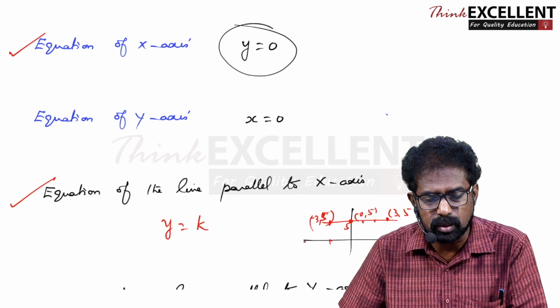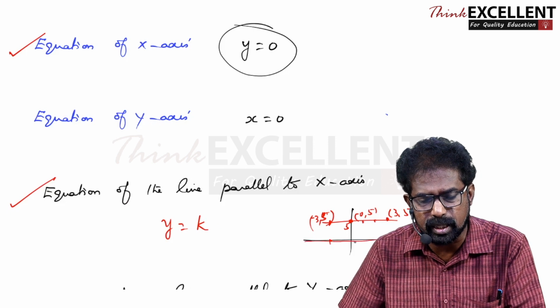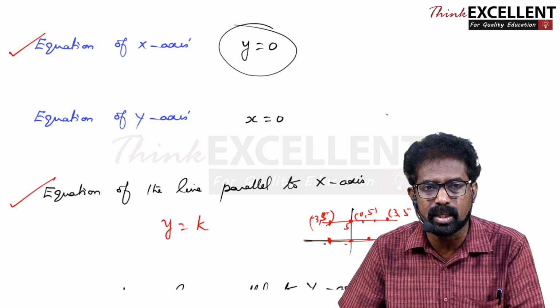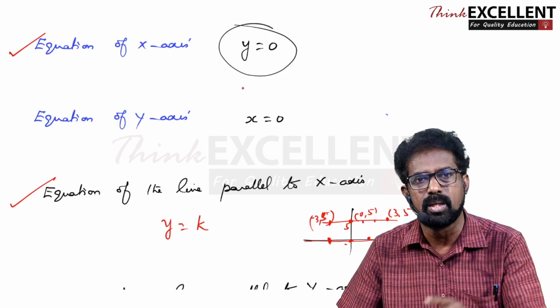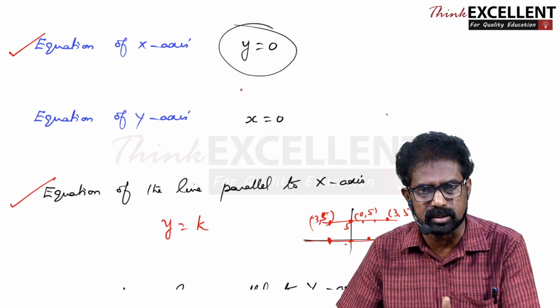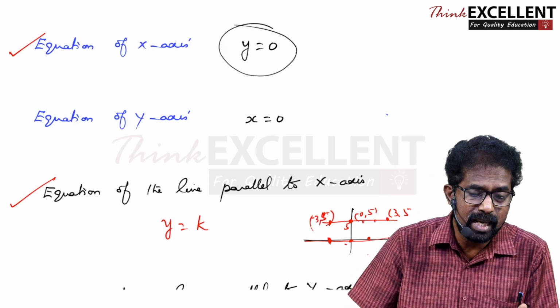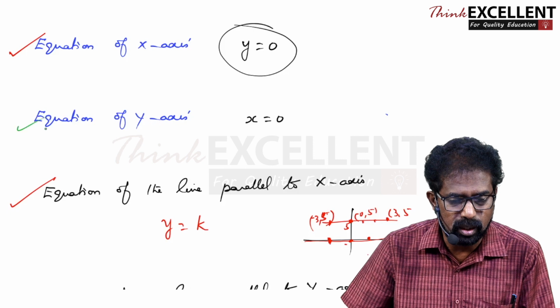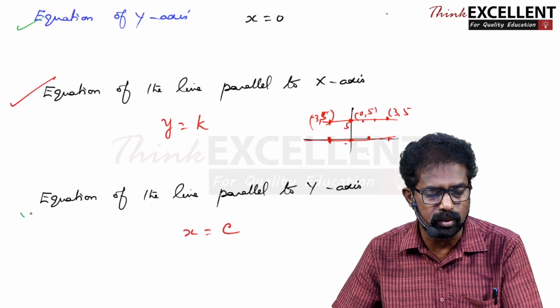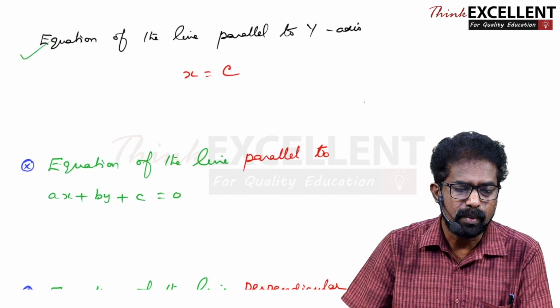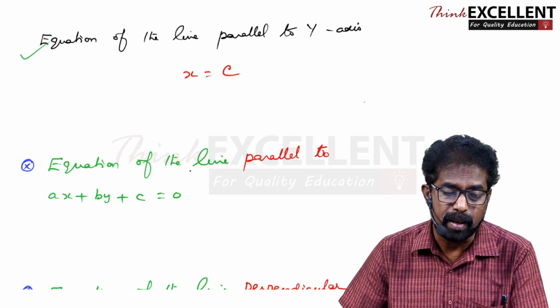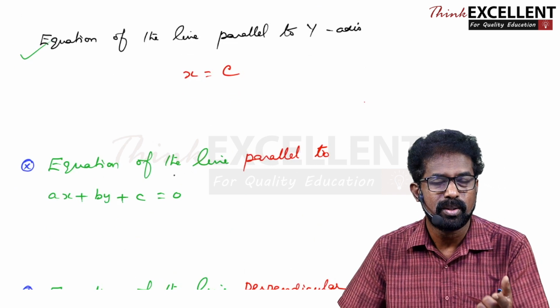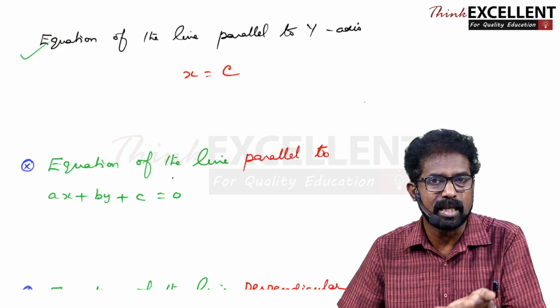Okay, so the equation of the x-axis means the y coordinate is 0. Any point you take, 0 0, 1 0, 5 0, minus 3 0, right? The y coordinate is always 0. That's why the equation of the x-axis is y equal to 0. Parallel to the x-axis means y equal to constant. Same way, the equation of the y-axis is x equal to 0, parallel to the y-axis is x equal to constant. Now another thing, please listen. Equation of a line parallel to another line. Earlier, you know the slope of one line, I get a parallel line.